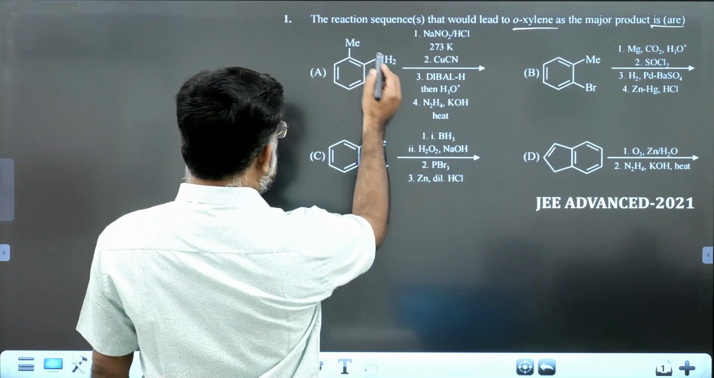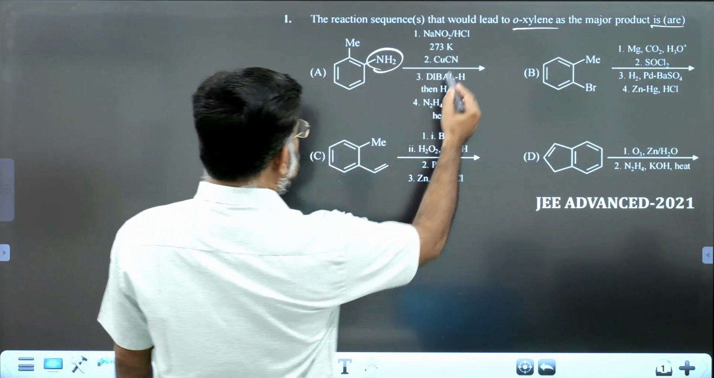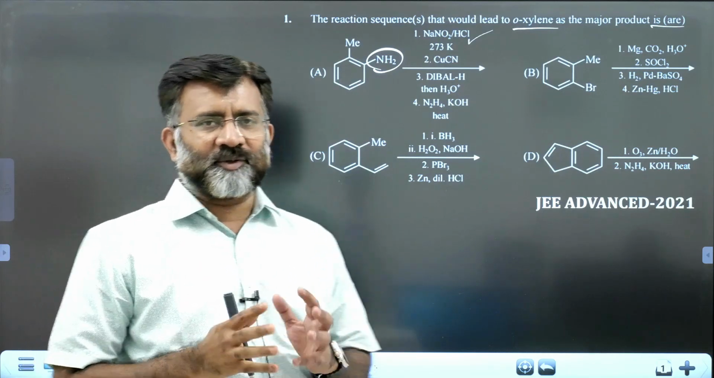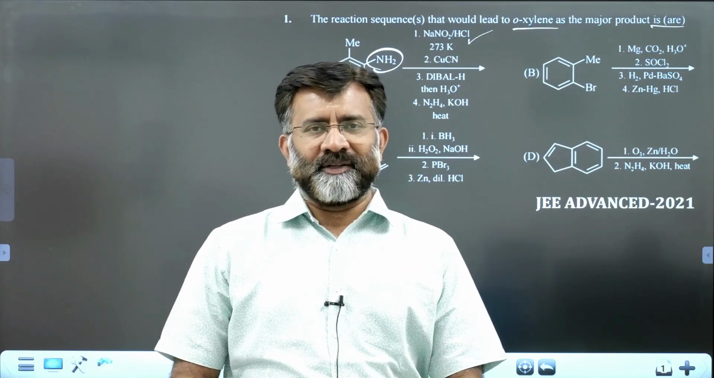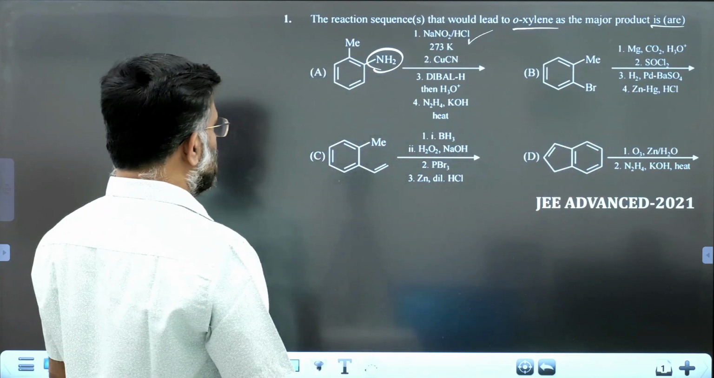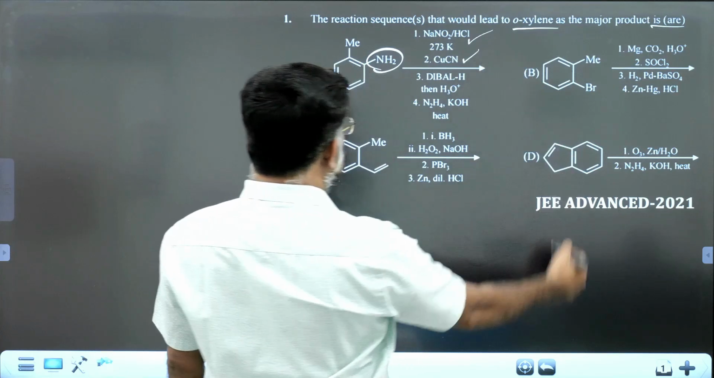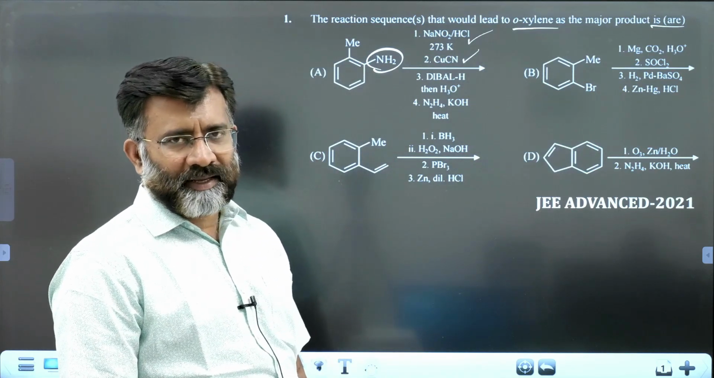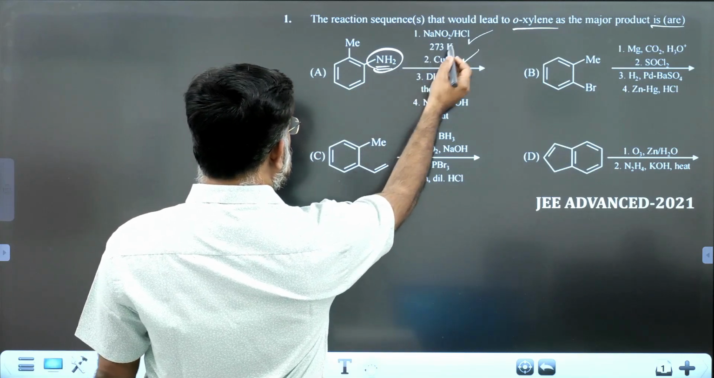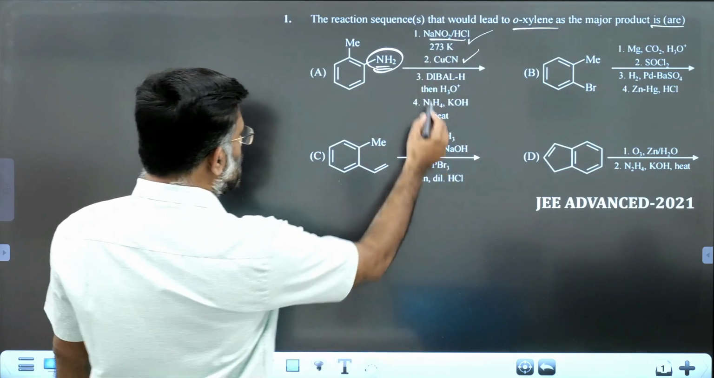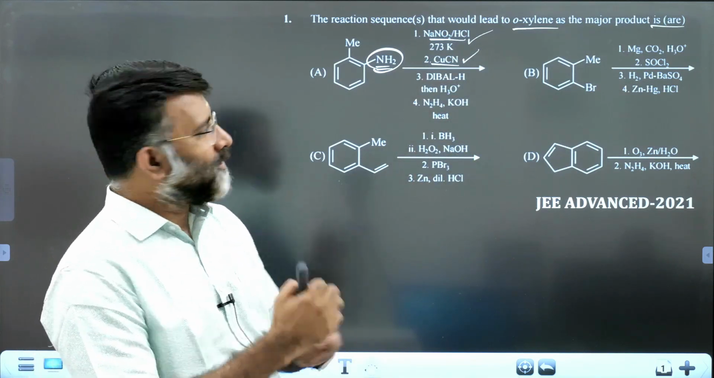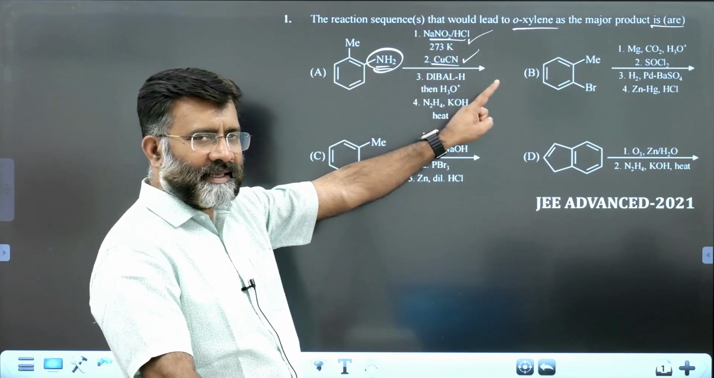We have a methyl group here and an NH2 group here with NaNO2/HCl. The NH2 group will turn into diazonium salt, N2+ Cl-. Then what next? CuCN, that is Sandmeyer's reaction. You will get a cyano group. It is very simple to understand Sandmeyer's reaction. NH2 will become CN now.